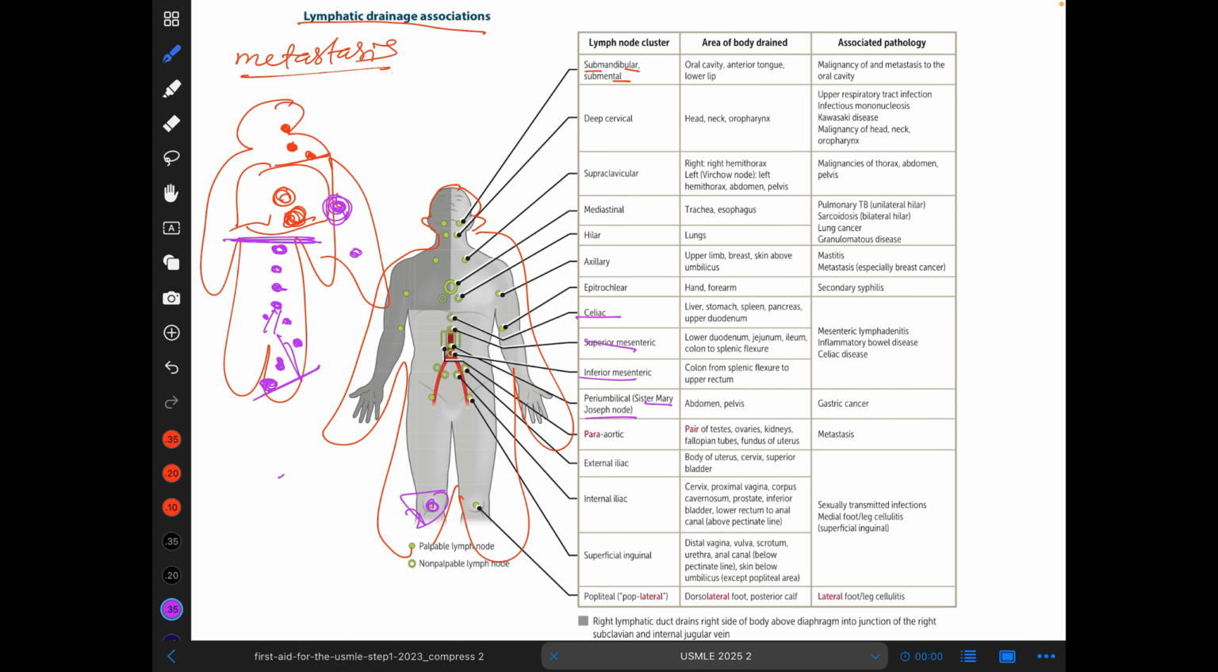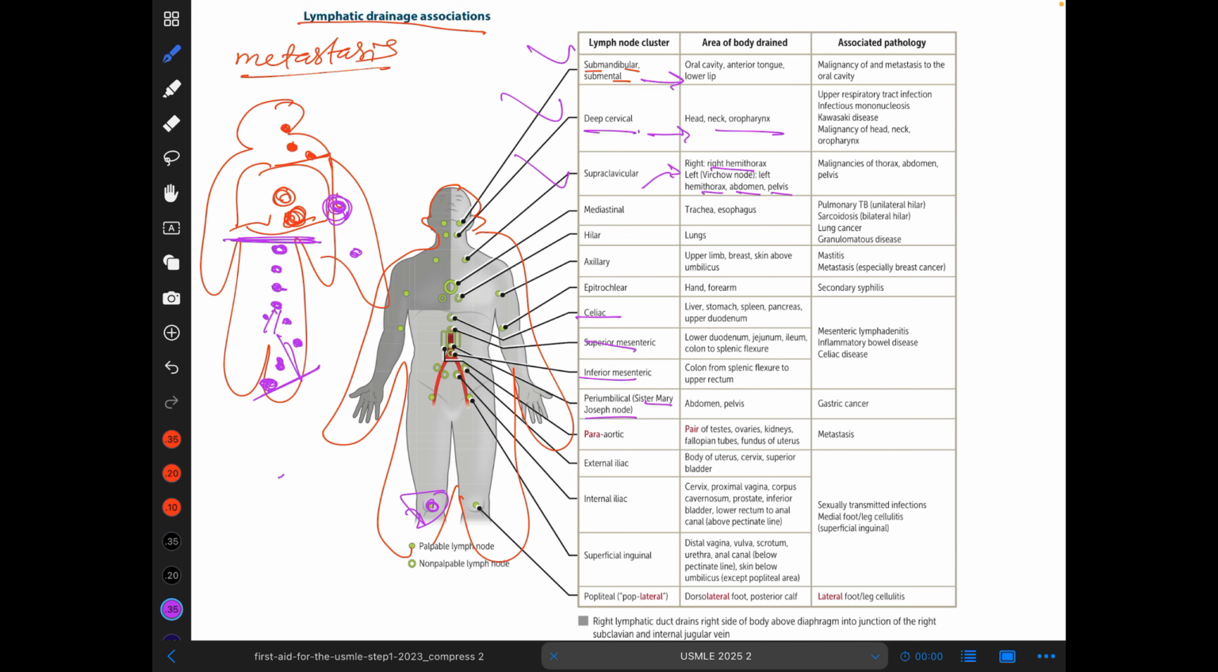It's so simple. First memorize the names of the lymph nodes, and then it will be very easy to palpate. But all these things are related to their position. Okay guys, deep cervical is related to head, neck and oropharynx. Supraclavicular is related to the hemithorax, abdomen and pelvis, and the right side is the right hemithorax.